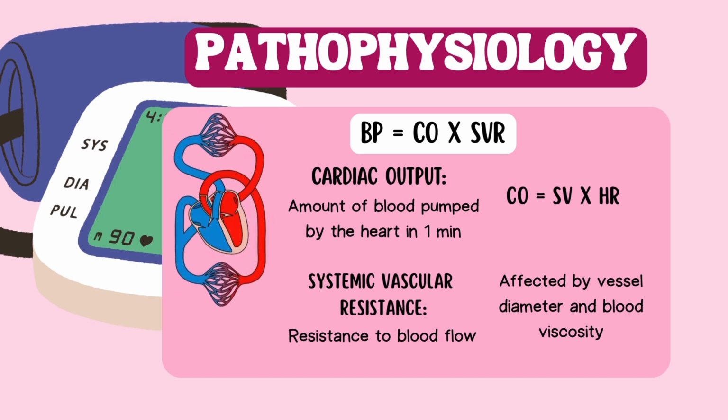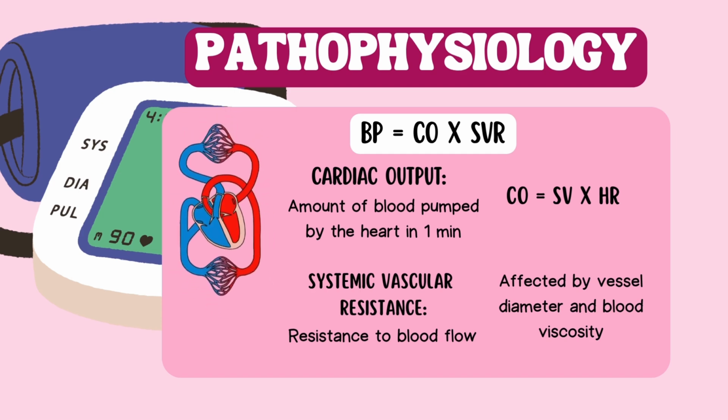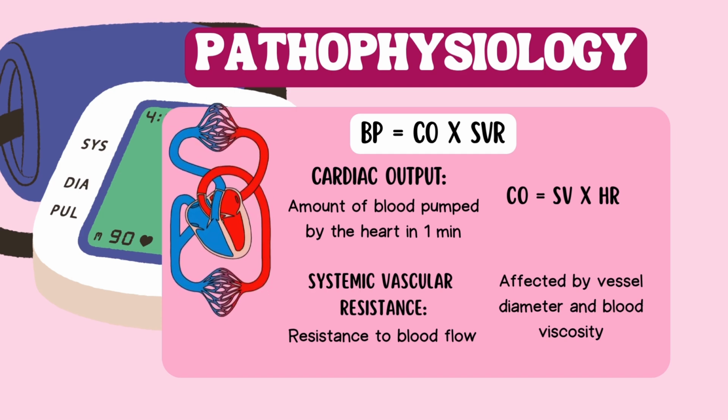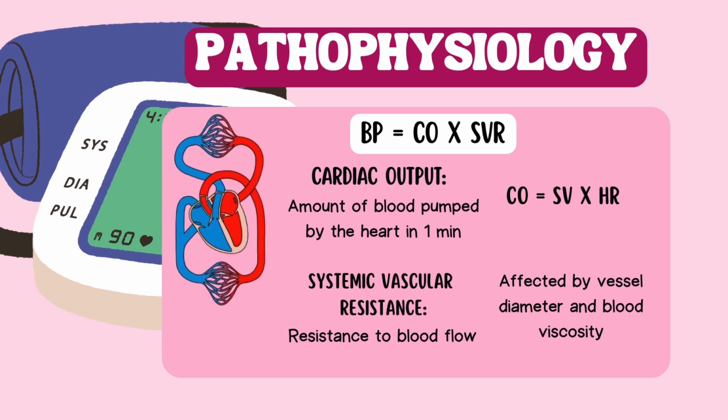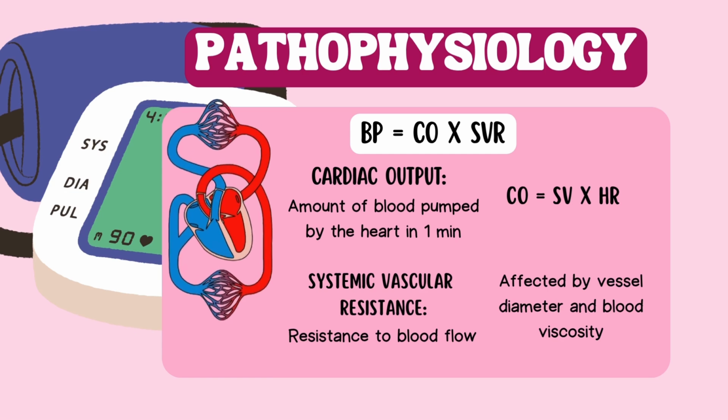So there's a formula that you need to know, which is blood pressure equals cardiac output times systemic vascular resistance. So both cardiac output and systemic vascular resistance play a huge role in determining whether a blood pressure is going to be elevated or not.